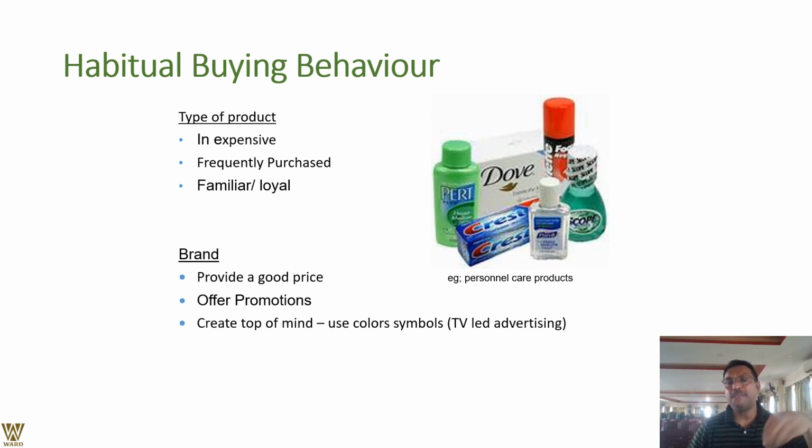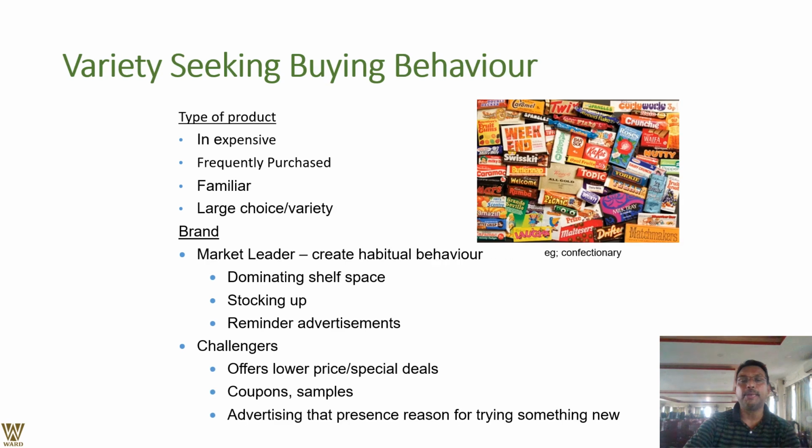Next is regular fast moving consumer goods. Look at what we have said about shampoo, toothpaste, cologne. It is a product which is inexpensive, purchased almost on a weekly or monthly basis, cyclical in nature. It's very familiar, and you get addicted to a particular brand. So the brand provides a good price, offers promotions, and creates a top of the mind product using colors and symbols as the case might be.